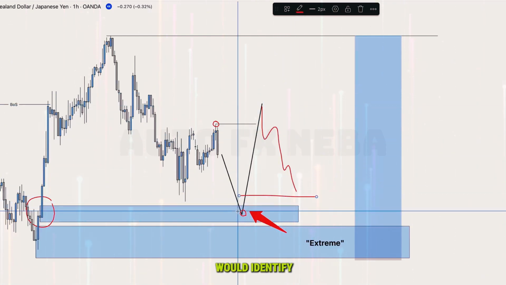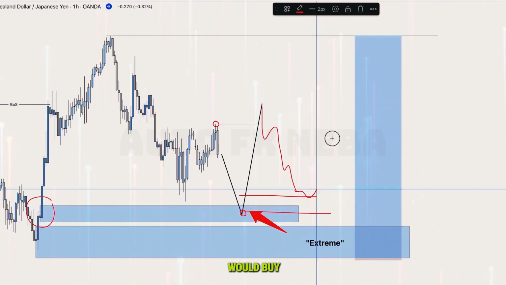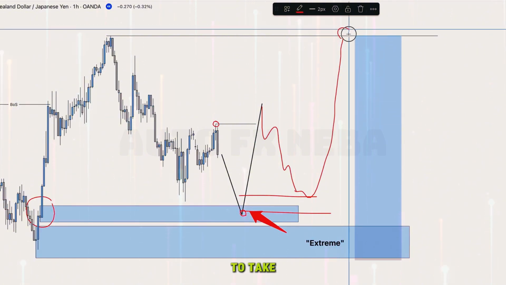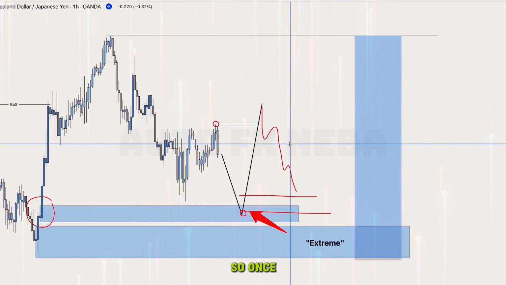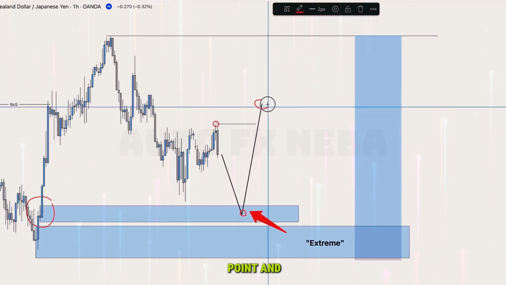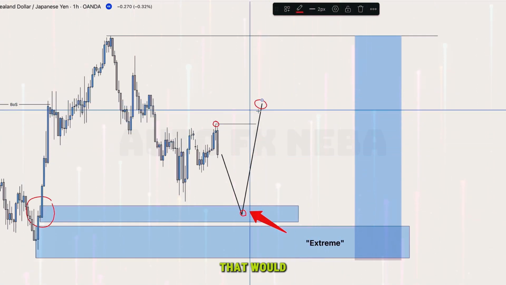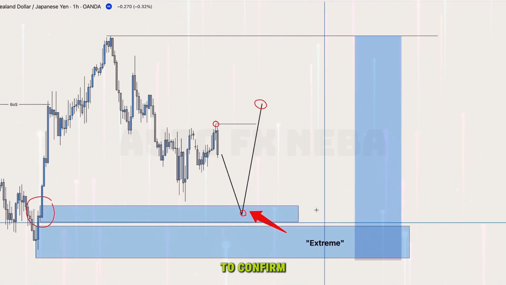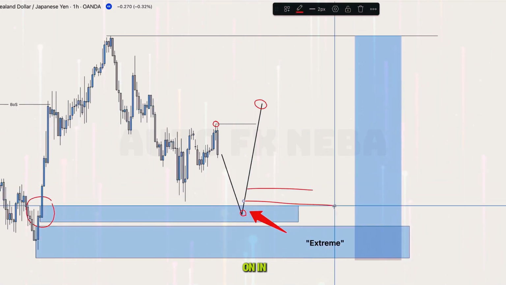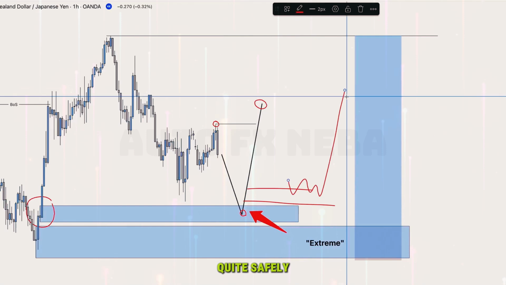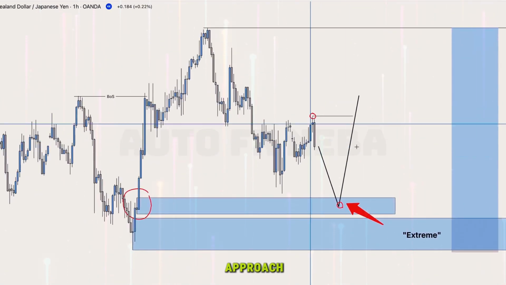So from there, we would identify demand and we would buy from that point to take the trade up towards our target. So once the market reached this point and closed up here, that would be a good time to confirm that you are able to put buy limits on in this area quite safely. So that is how we would approach multiple zones.